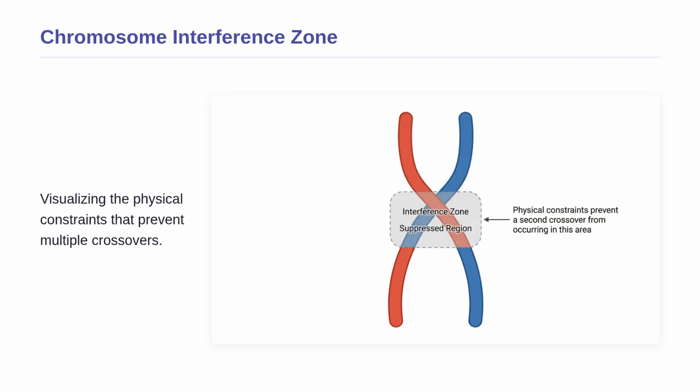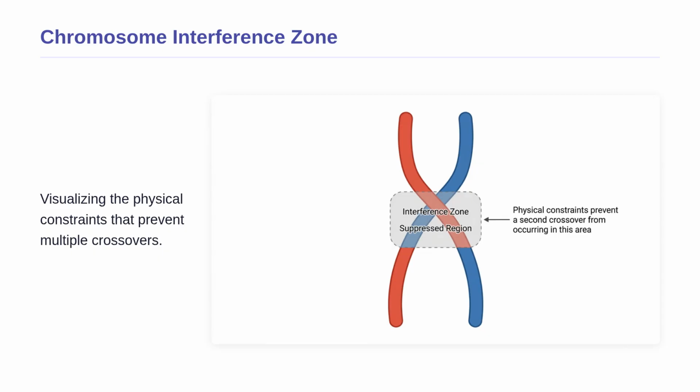Now that we have calculated interference mathematically, let us visualize exactly what is happening. On screen, you see a diagram of 2 homologous chromosomes, one in red and one in blue. They are crossing over at a specific point, forming an X shape known as a chiasma. Notice the shaded area surrounding this intersection. This is the interference zone, or suppressed region.